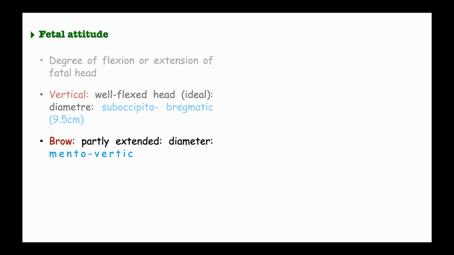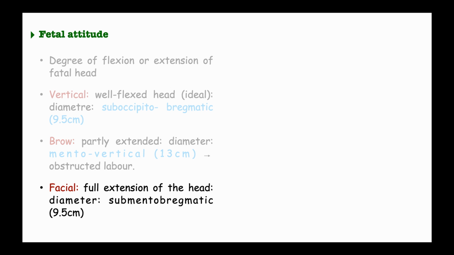The next one we have is the brow attitude or the brow presentation, and this is when the head is partly extended and the diameter involved is the mentovertical, which is 13 centimeters, and this is a very wide diameter, and so it may lead to obstructed labor since it cannot pass through the maternal pelvis. Then we have facial attitude or facial presentation, in which the head is fully extended and the diameter involved is the submentobregmatic, which is 9.5 centimeters. I'll show you photos of this very soon.